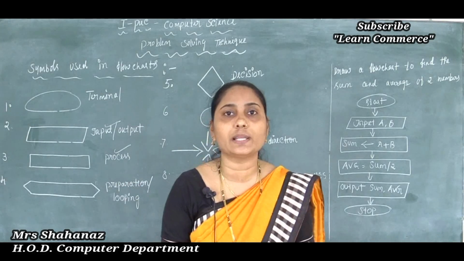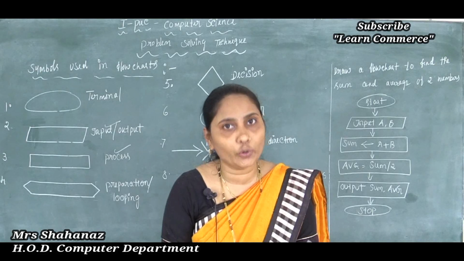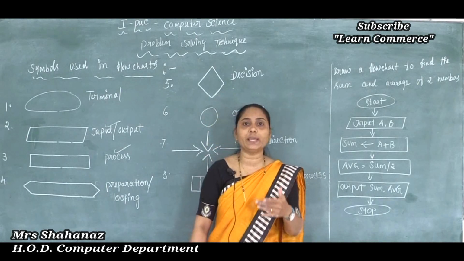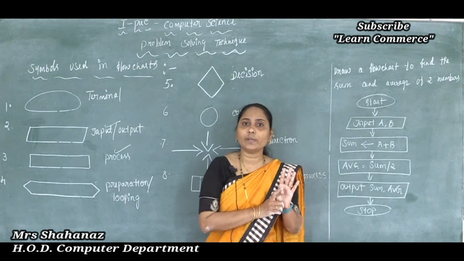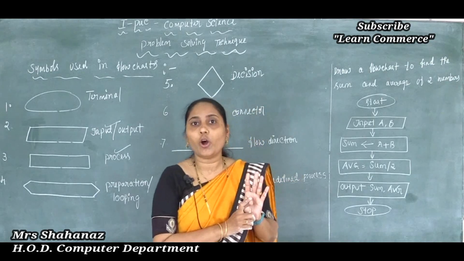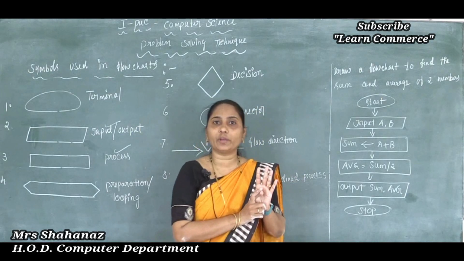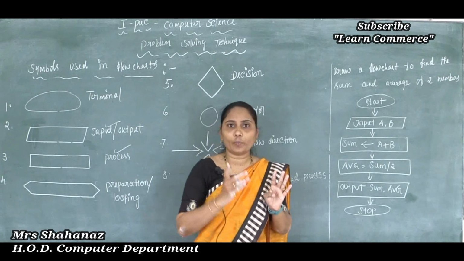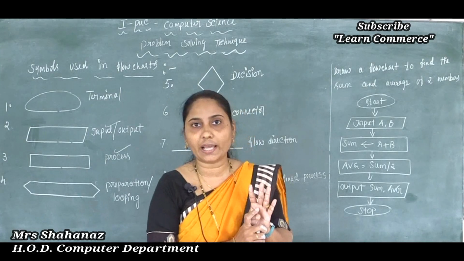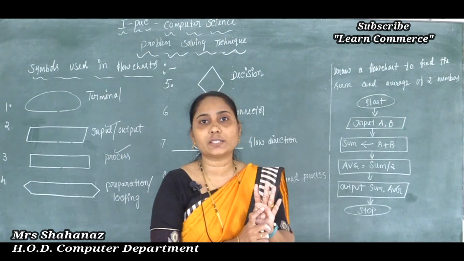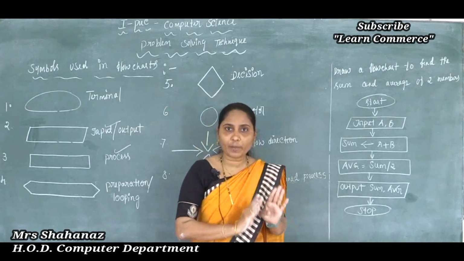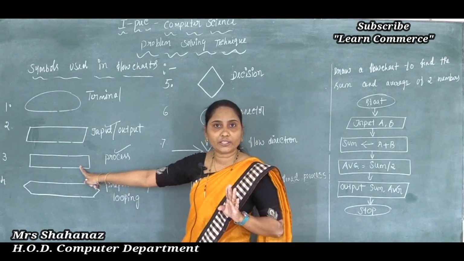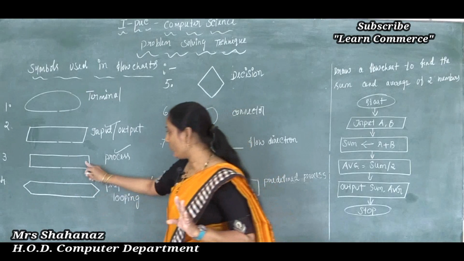The name of this symbol is the process. This symbol is used just for calculation. For example, one calculation: sum is equal to a plus b. Or the average calculation: average is equal to sum by 2. Or the factorial calculation: fact is equal to fact into I. In a simple manner, this process symbol is used to perform the calculation.